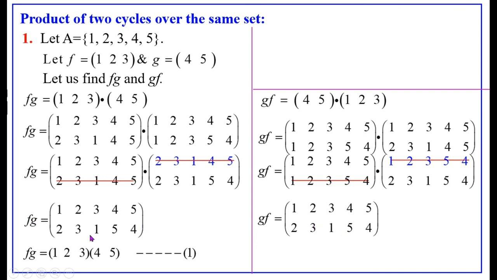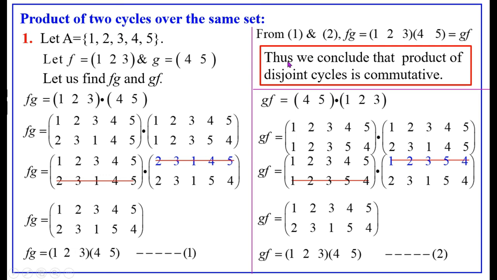Now look at this: F into G is a permutation, and G into F is also a permutation. In both permutations, 1 goes to 2, that is, the image of 1 is 2; 2 goes to 3; 3 goes to 1; 4 goes to 5; 5 goes to 4. Therefore, F into G is equal to G into F. Thus we conclude that the product of disjoint cycles is commutative. And remember that in general, the product of permutations is not commutative.